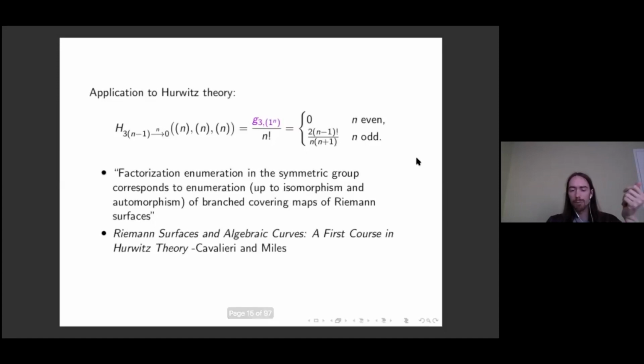And if you want to check out more on this topic, there's a cool book that I recommend. A First Course in Hurwitz Theory by Renzo Cavalieri and Eric Miles. Okay, but that's just kind of added flair, a place that these factorization and enumeration questions show up in other areas of math.